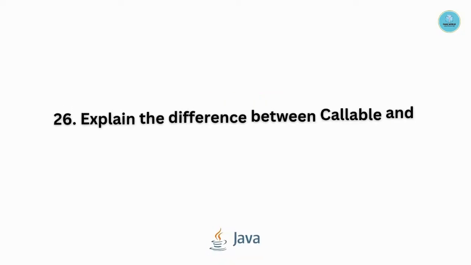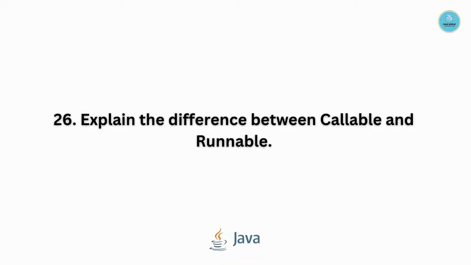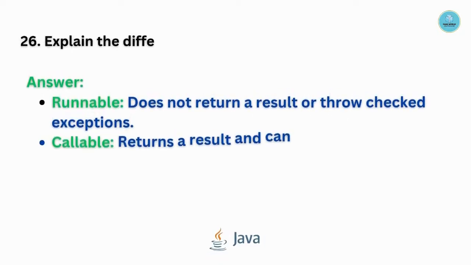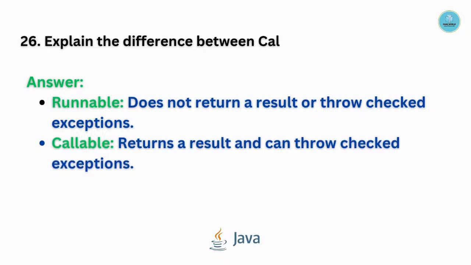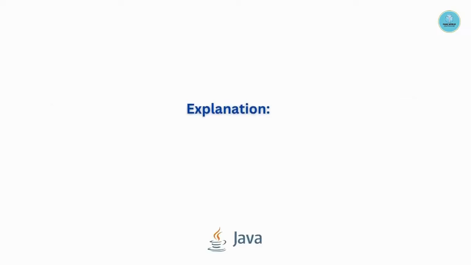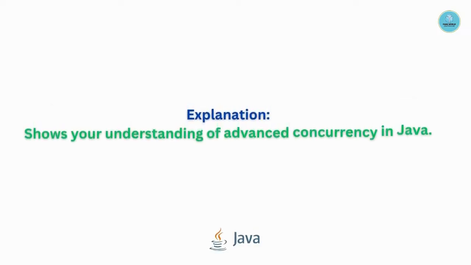Question number 26. Explain the difference between Callable and Runnable. Runnable does not return a result or throw checked exceptions. Callable returns a result and can throw checked exceptions. Example is as follows. This shows your understanding of advanced concurrency in Java.